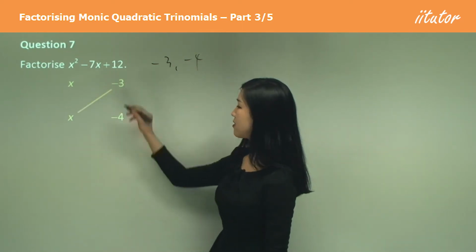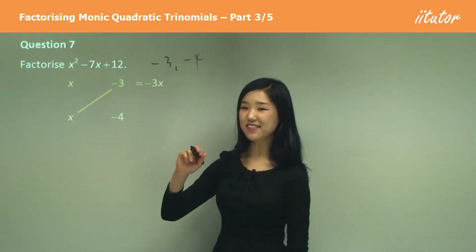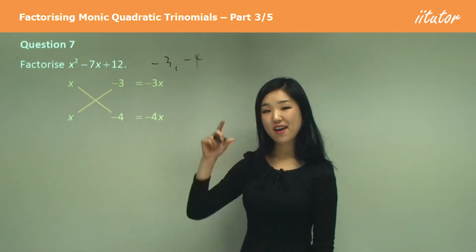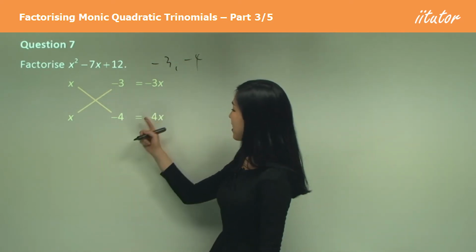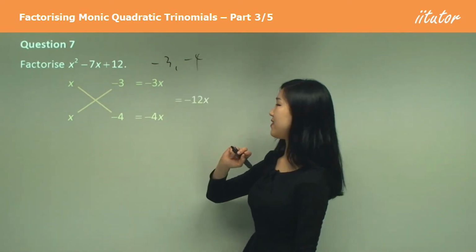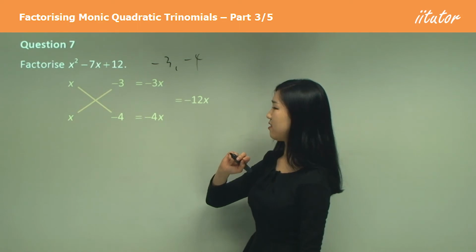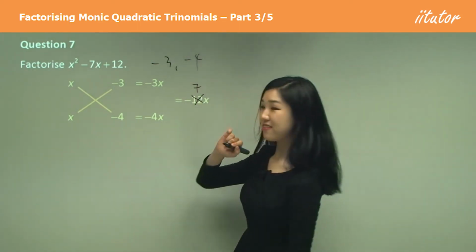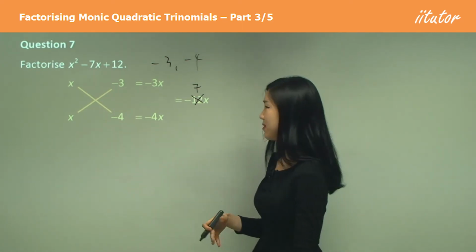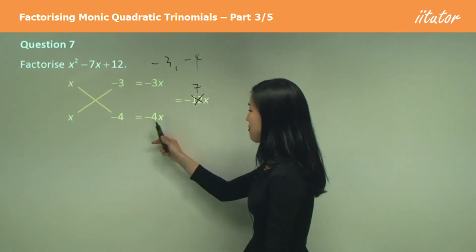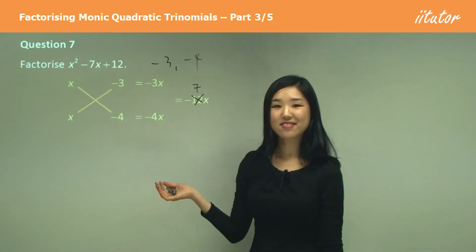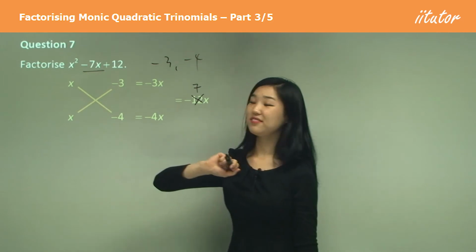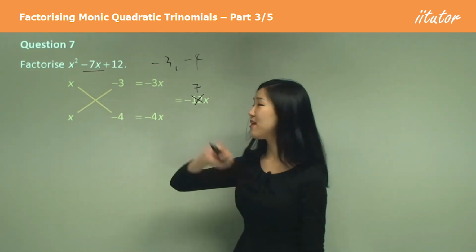Cross it. x times negative 3 is negative 3x. x times negative 4 is negative 4x. And if I put them together, negative 3x minus 4x is negative 12x is not true. Oops, pretend you didn't see that. That one should have been a 7. I don't know, sometimes we make a mistake. So, negative 3x minus 4x is negative 7x, definitely, isn't it? And you can compare it with the middle. We've got the same thing. So therefore, I've got the right choice.